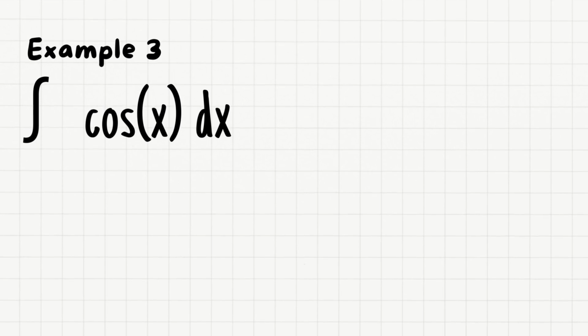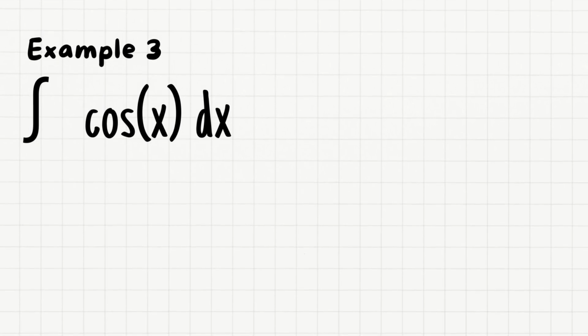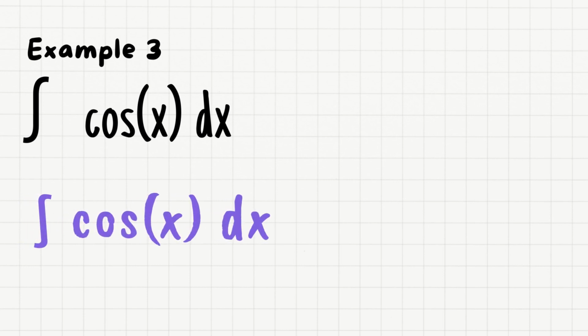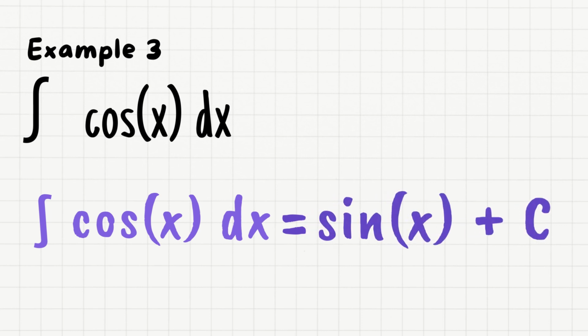Example 3. Now, let's step it up just a tiny bit. This one involves a trigonometric function. The integral of cos x is one of those you just need to know. It's a standard result. So this equals sine x plus c. That's right. Just like that.